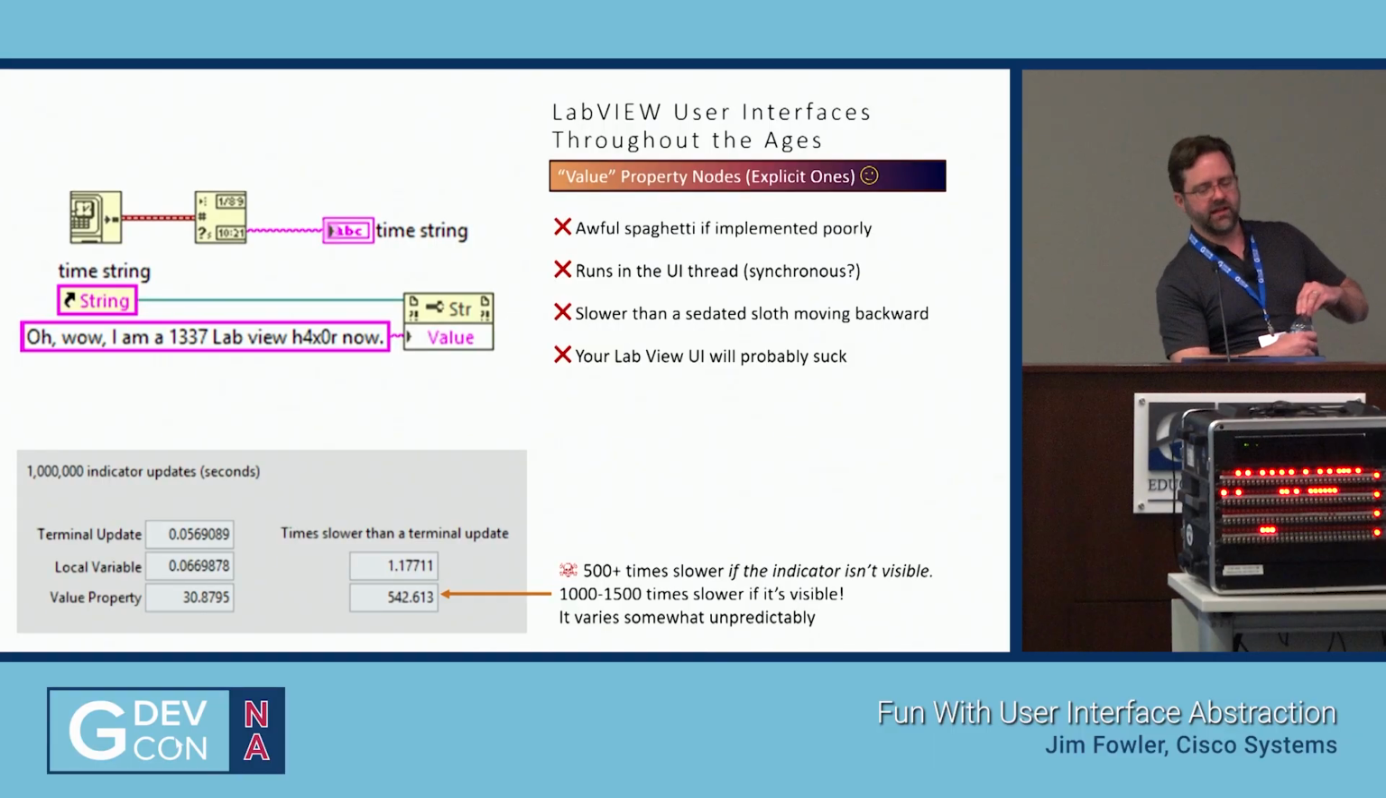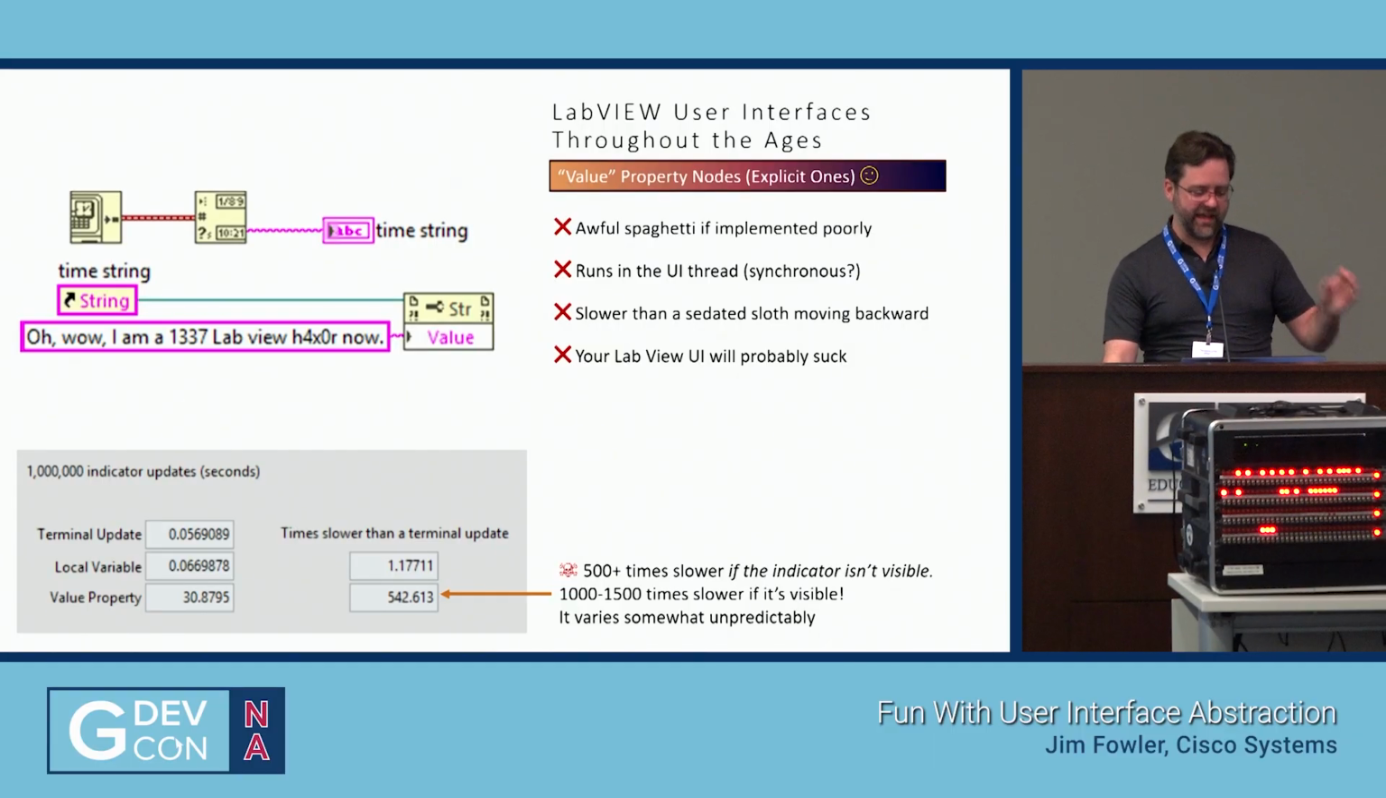I don't know if anybody here has benchmarked it, but I made a benchmark, and I can show it if you'd like. I did 1 million indicator updates and measured how many seconds it took. The terminal update is, of course, the gold standard, and then I measured how much longer it takes for each of these methods. A local variable is pretty much on par, maybe a little bit slower. Value properties are, in this case, 500 times slower. So if you're using value properties, try to avoid them because they're really, really slow.